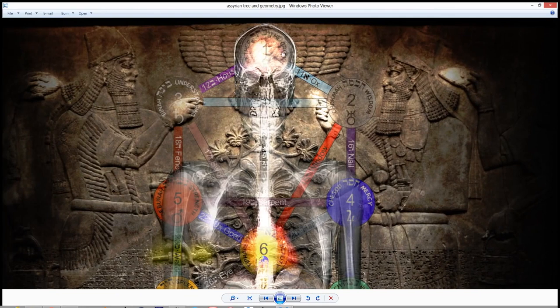And what do we see right here? We see the winged disc representing the central sun, which represents the mind, the first thing born out of the infinite.